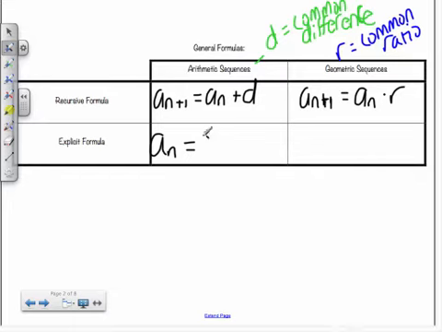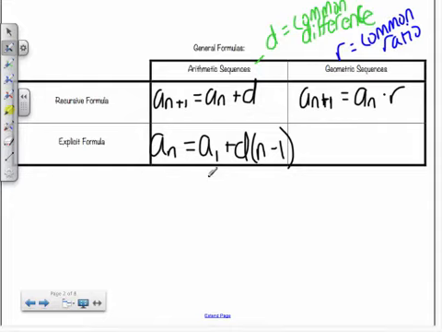So it's going to be a sub 1 plus the common difference multiplied by 1 less than the term. Okay? Now what we've done right here in this unit, we've done a sub 0 plus d times n. So instead of a sub 0 plus d times n, it's just going to be a sub 1 plus d times n minus 1. All right?